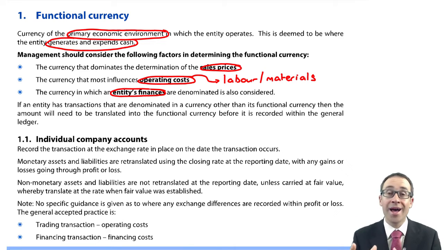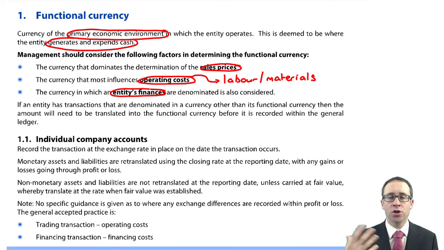Now this could and has made up brilliant small parts of a question, whether that's a small part of question 1 or part of question 2 or 3, specifically discussing for a particular entity what the functional currency is and why.